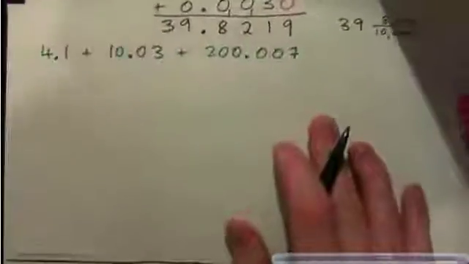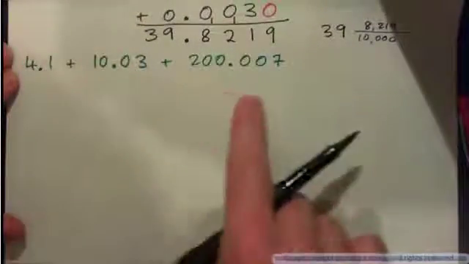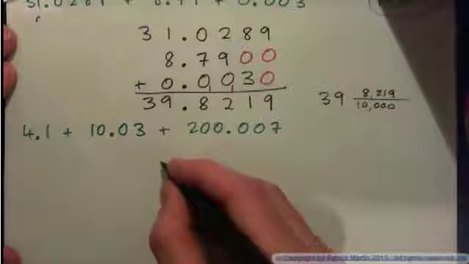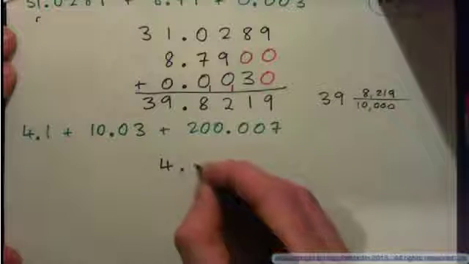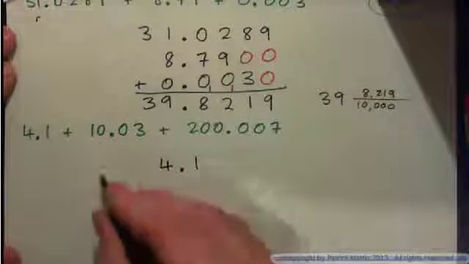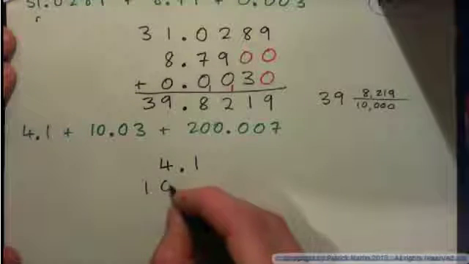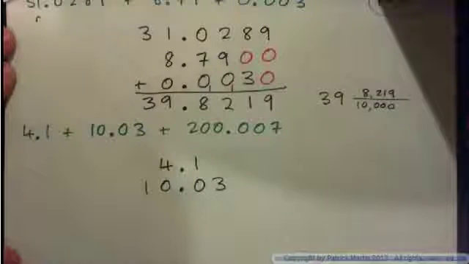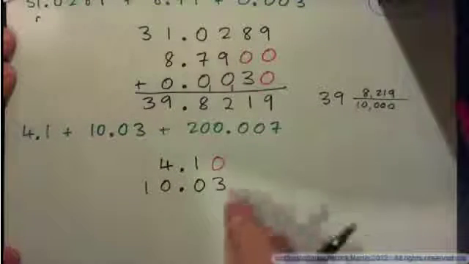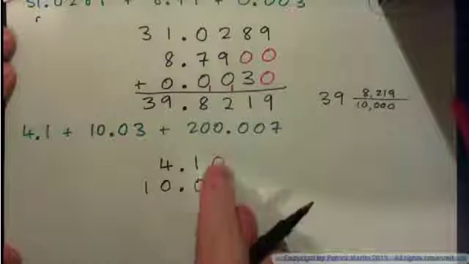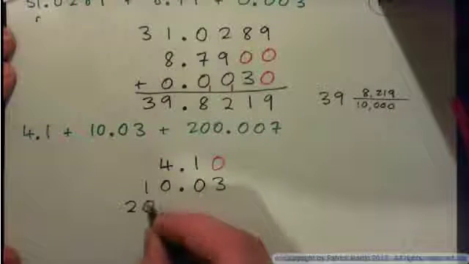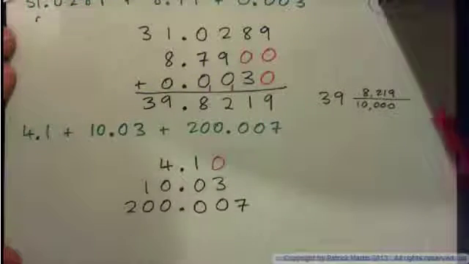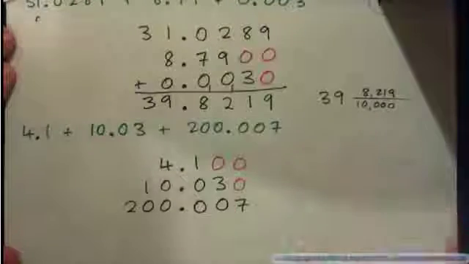Alright, so write this out carefully. And again, we could plug in zeros where we have spaces, basically. So 4.1, and then we've got 10.03, right? 10.03. So you could put a 0 there, just so you can show that there's nothing to be added to the 3 from this guy. Then we've got 200.007, and there's a 0 here and here, right?